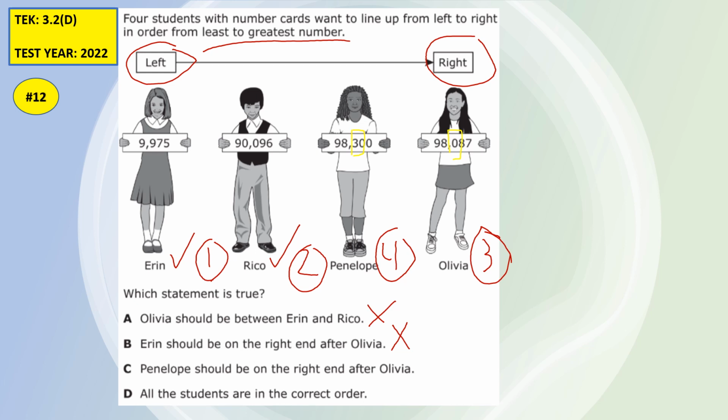Let's look at C. Penelope should be on the right end after Olivia. That actually is true. Penelope should be all the way on the right. She should be the last person, not Olivia, because Penelope has the largest number. So answer choice C is correct, but let's look at D just to make sure. D says all the students are in the correct order. Well, we know that's false because we had to switch Penelope and Olivia. So our answer should be C.